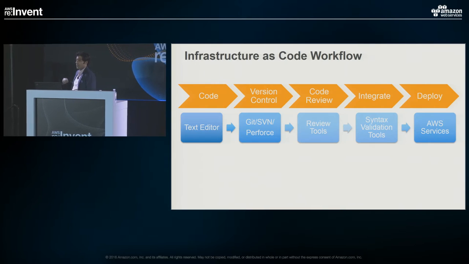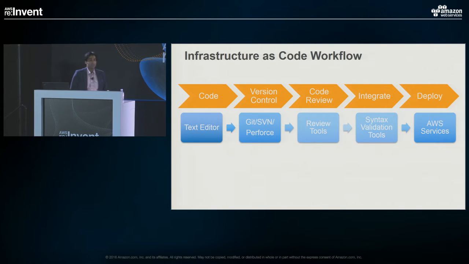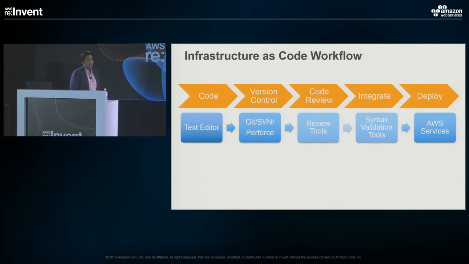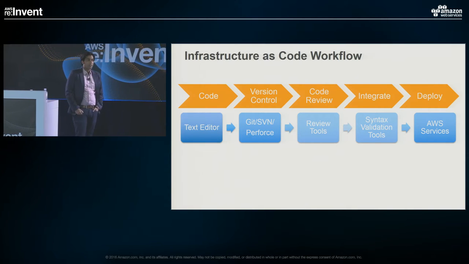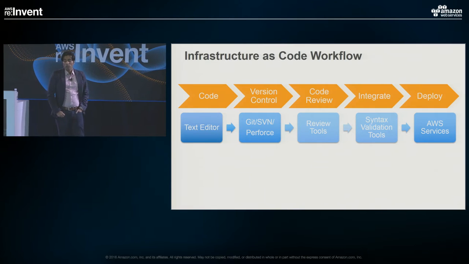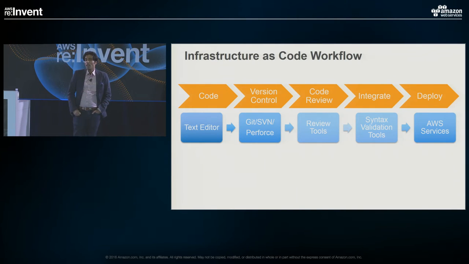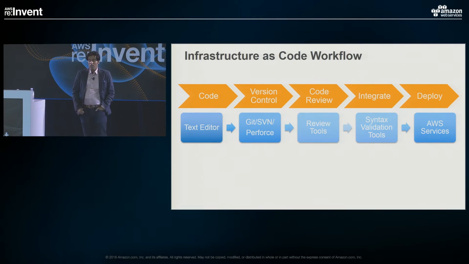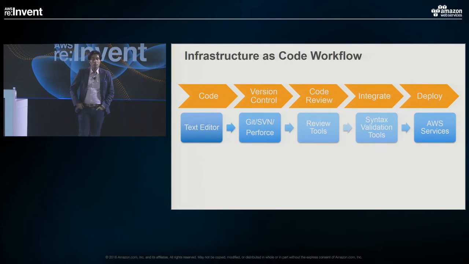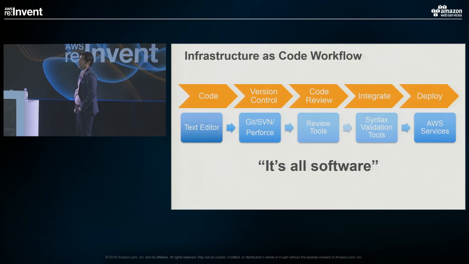Now if you take this a little bit further, as you're doing your code, you go ahead and utilize the text editor. The text editor then goes ahead and you can use your source repository like Git or SVN or Subversion to go ahead and version control. And then that will allow you to use your review tools to validate what you've created. And then that will push you forward into deploying AWS services. In the end, it's really all just software.